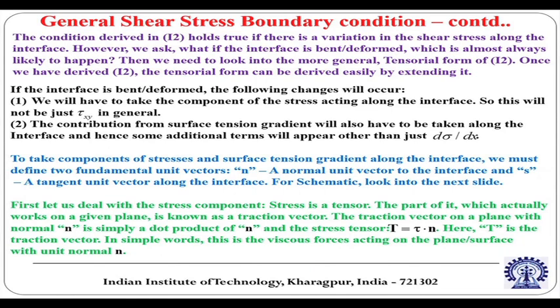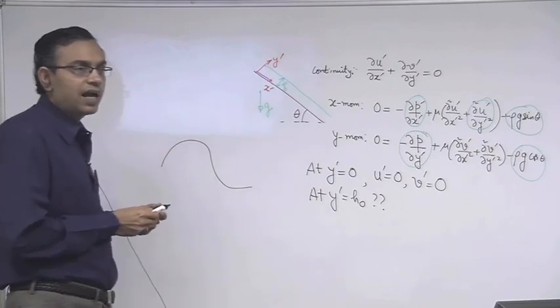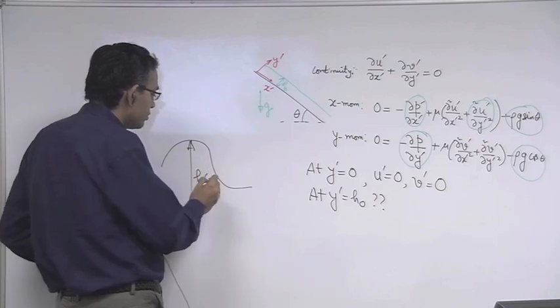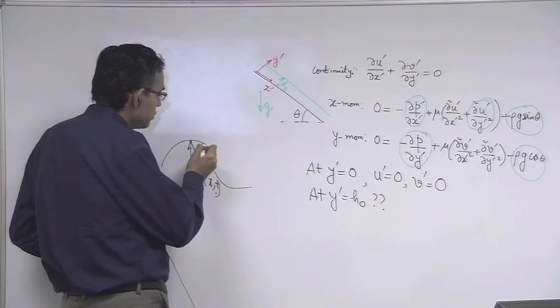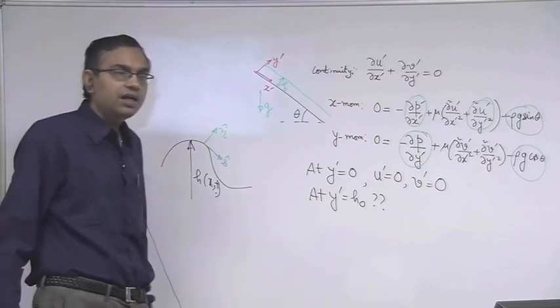So if the interface is bent or deformed, which is almost always likely to happen? To understand that, we will try to look into the tensorial form of the previous description, where the tangential direction is not along x, so let us represent that in the figure. So if you have a curved interface like this, where the local h is a function of x and t, then you have directions s and n. Unit tangent vector and unit normal vector.